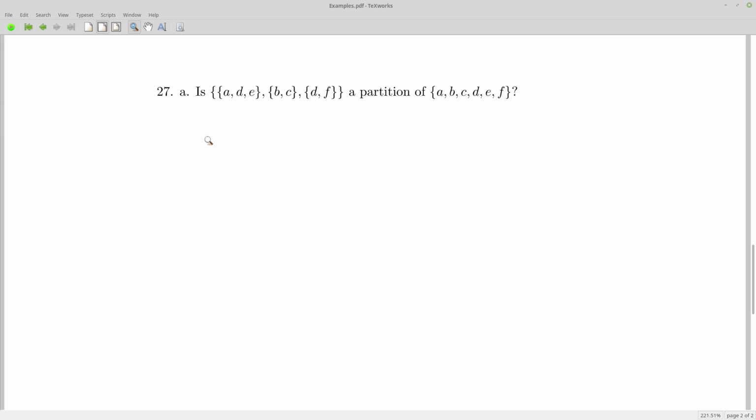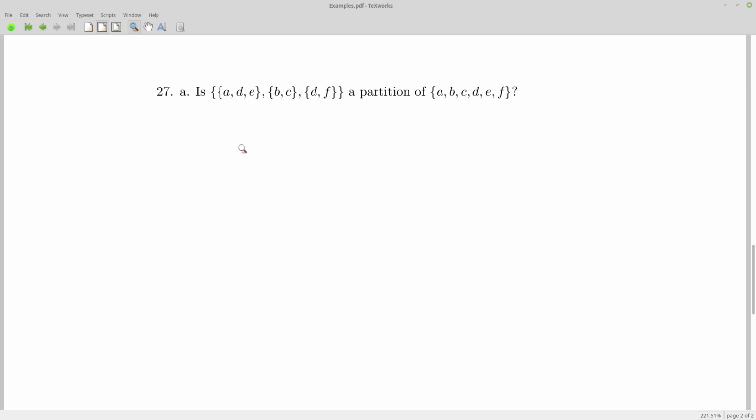So what does it mean for a set of sets to be a partition of another set? A partition is going to satisfy two properties. One, the union of these sets needs to equal this set here, right? So the union of ADE, BC, and DF needs to be the union of these guys. And in fact, that's true. Okay, we can look at A, B, C, D, E, F, and we can find all those elements here and no extras.